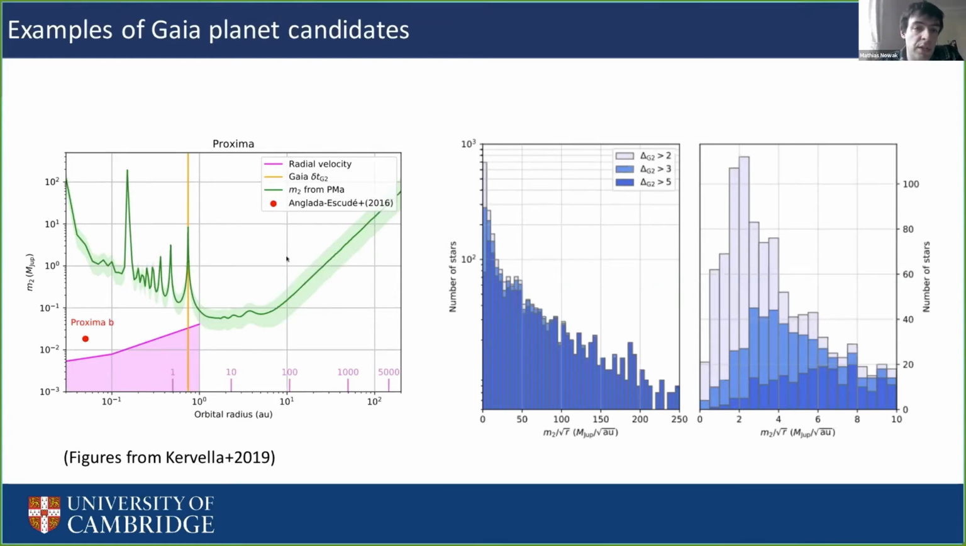This is an example of what you get on an individual target, in this case, Proxima. If you find a proper motion anomaly around the star, it means that there is a companion, and you can get an idea of the mass of the companion depending on its separation from the star. You get something like this plot here, which is interesting in this case because the proper motion anomaly around Proxima cannot be explained by Proxima b. So you need something else in the system to explain this. So that's the first way you can use astrometry to find planets.